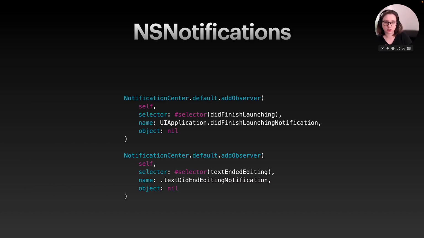With NSNotifications, or the notification center, our apps are pretty much riddled with notifications, and usually we're not observing most of them, but there are a lot of notifications one can hook up to, such as app lifecycle events like didFinishLaunching, getting the parameters that the app is launching with, like the notification that the app was launched from. They can also hook up to text editing notifications that come from text fields, and playback notifications that come from AVPlayer and so on.